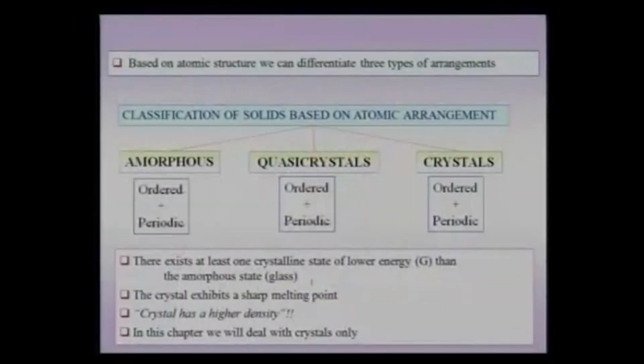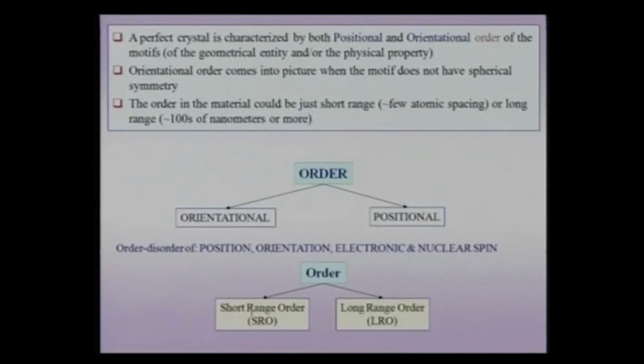Certain aspects of crystals you already know: they have a sharp melting point, and they also have a higher density than an amorphous phase of the same composition. In this chapter we will mainly deal with crystals, but in passing we will also talk about conditions under which amorphous structures can form. We already noted that a crystal is characterized by both positional and orientational order of the motifs, which can be a physical property or a geometrical entity.